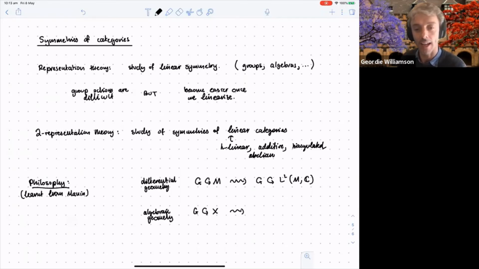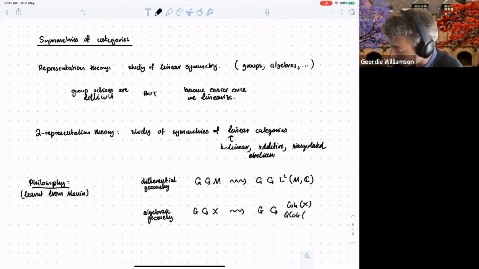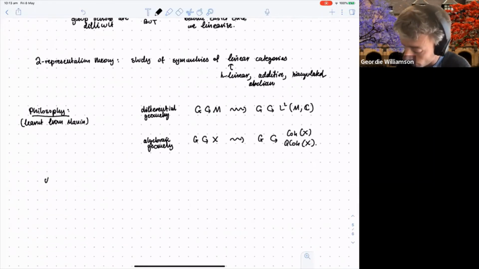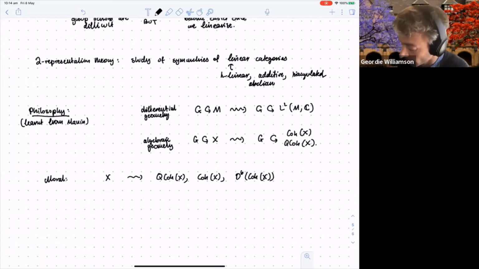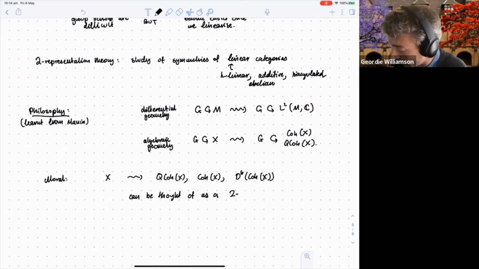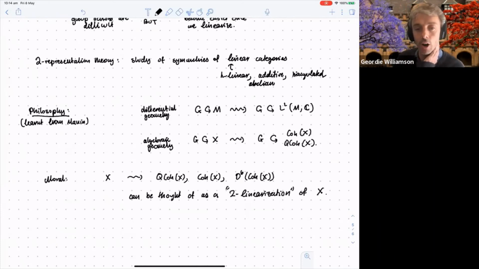It's much more natural to say that G acts on coherent sheaves on X, or quasi-coherent sheaves on X. So the kind of moral is that sending X to quasi-coherent sheaves on X, or coherent sheaves on X, or the derived category of coherent sheaves on X, can be thought of as a two linearization of X. We replace the nonlinear object X not by a vector space, but by something that's a category of a linear nature.